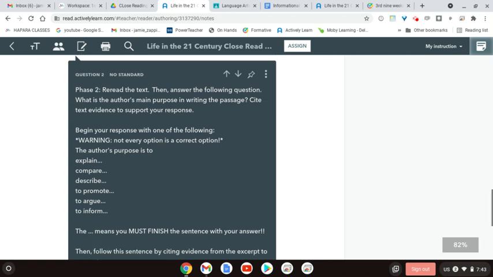Please make sure and understand that the 3 dots mean you need to finish that sentence off. It doesn't end with that word and start with your evidence. No, that's only half of the sentence. Finish it off with something before you start into your evidence.